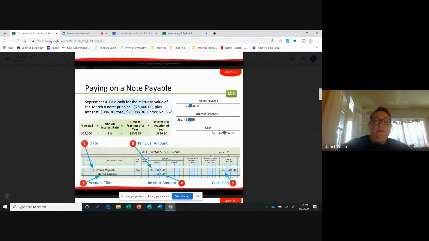So on September 4th, we paid for the maturity value of the March 8th note.